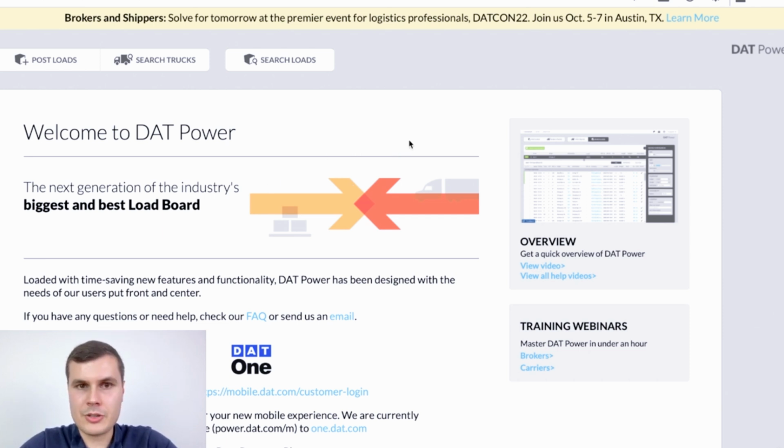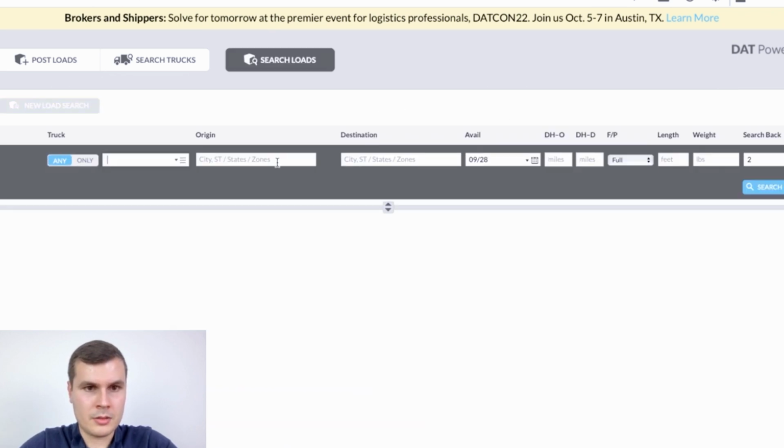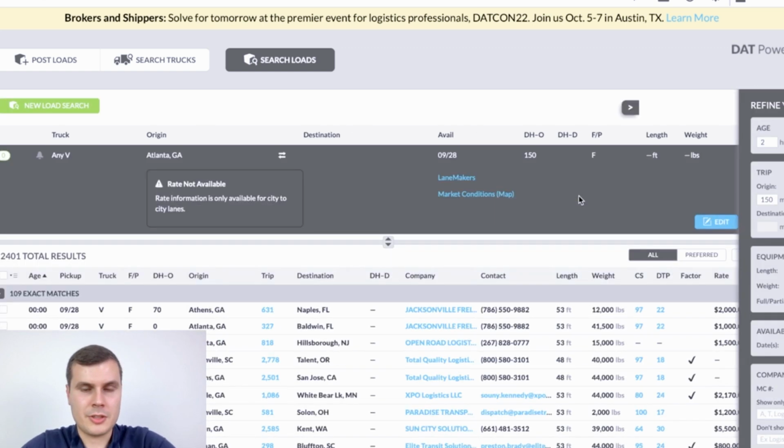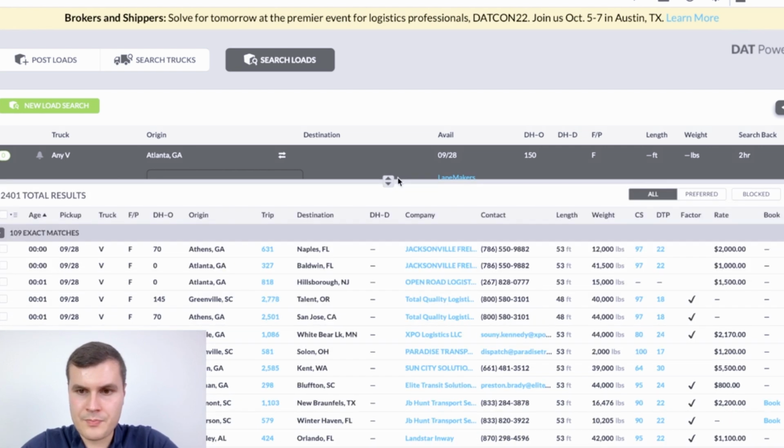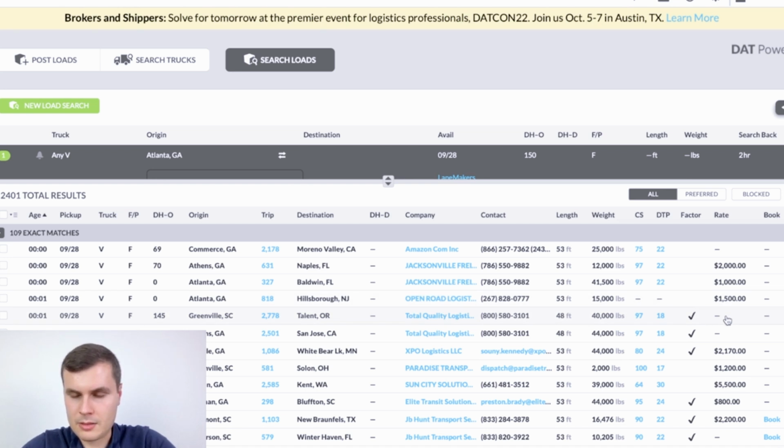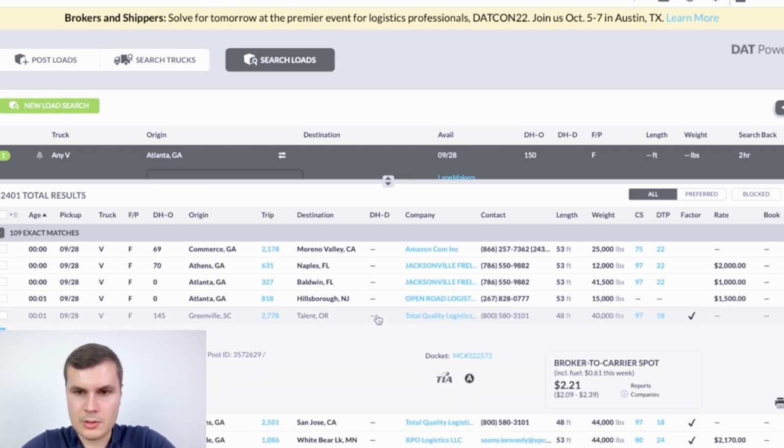So first thing, I want to go to search loads, and let's just do a quick search here. Atlanta, Georgia, for example. Very quick search. So first thing that's available to us, let's say we're looking at this load over here. We don't know the rate. The broker hasn't posted his rate. We can click on the load and we get the broker to carry a spot.